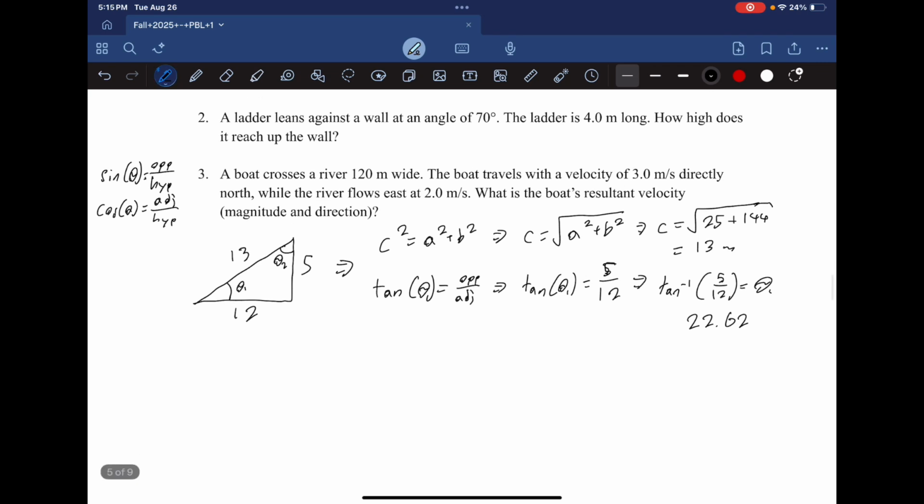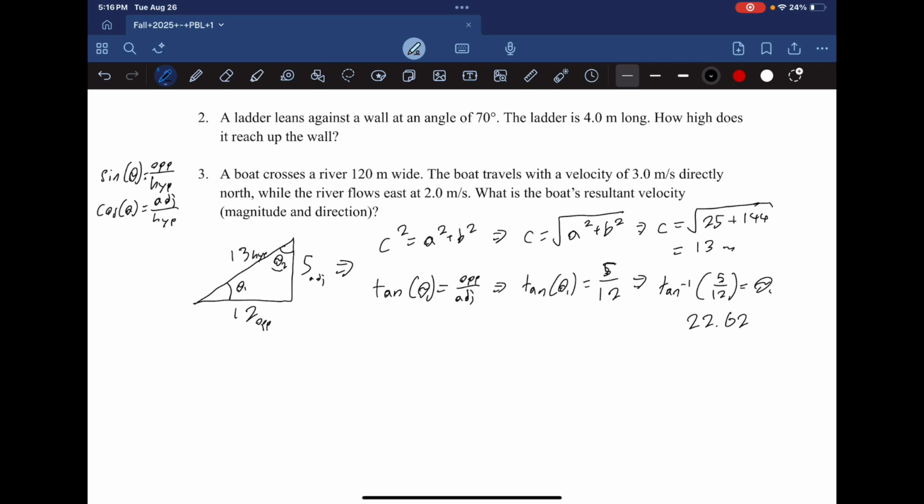Anyways, for theta 2, I could either use tangent and use 12 as the opposite to this angle here, and 5 as the adjacent. I could also use 5 as the adjacent and 13 as the hypotenuse and use cosine, or 12 and 13 and use sine. Any of those are going to work.